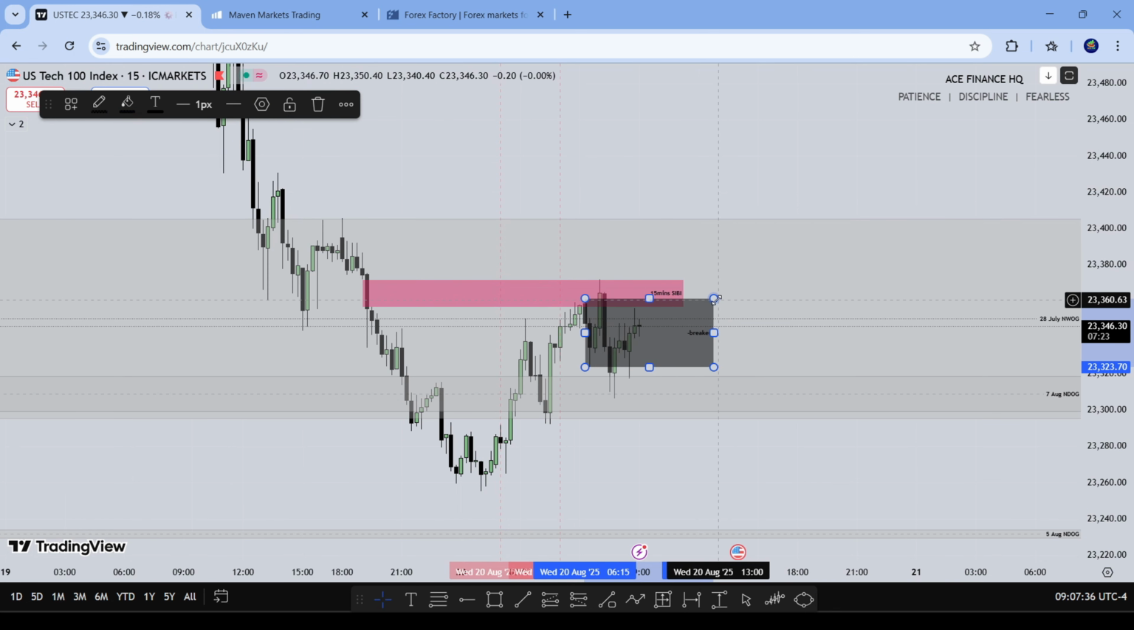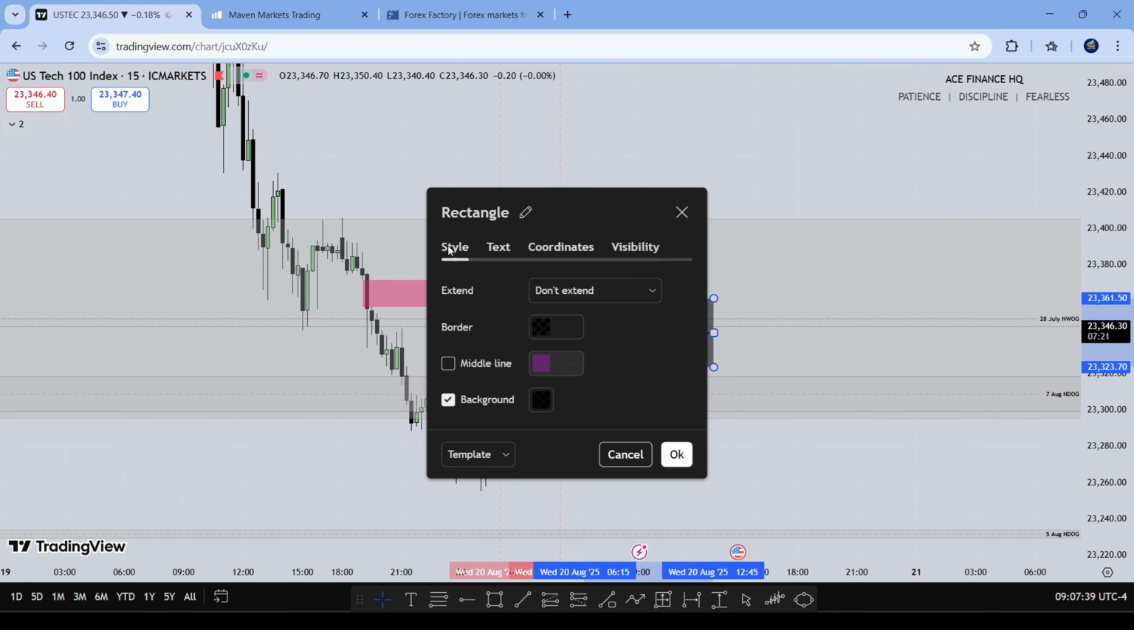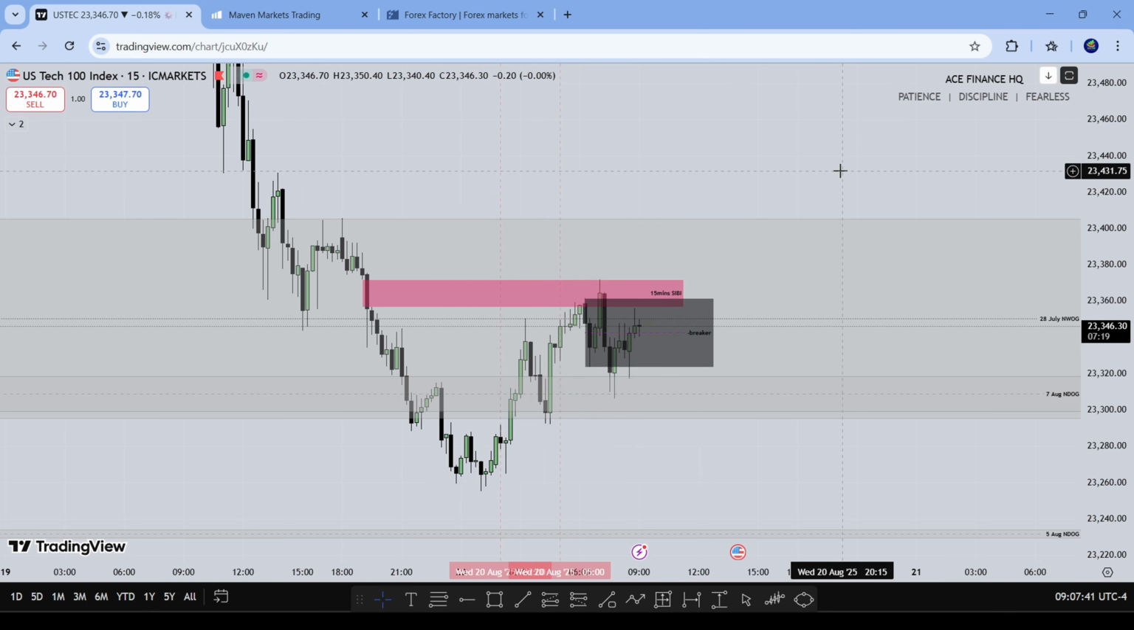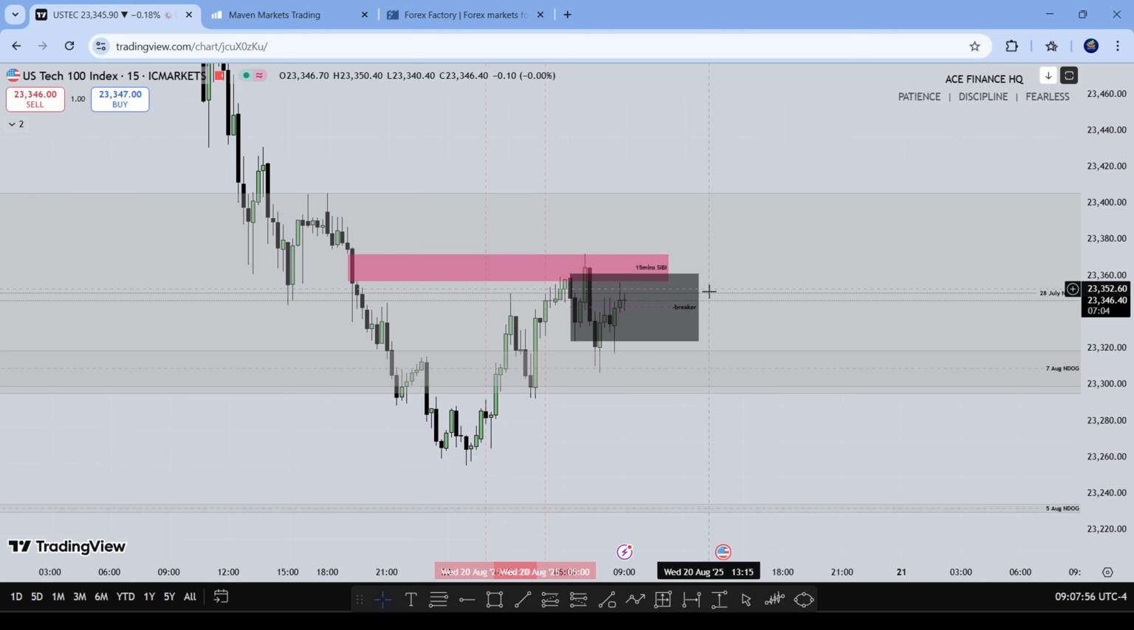So this black shaded area that I just drew is my breaker, and as you can see, we have traded past the consequent encroachment of the main threshold of that breaker. But what I want to see in general is for price to trade from this breaker and push downwards. Alright, so this is what I'm outlining. I have to take it out now, and then I will just go to the 5 minutes time frame.